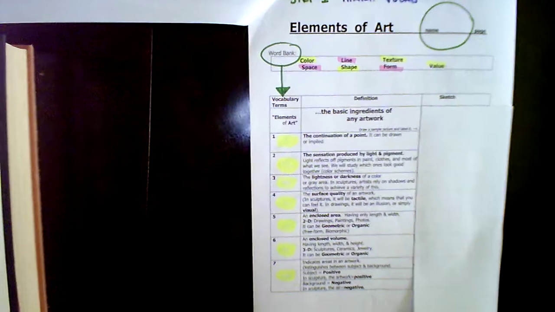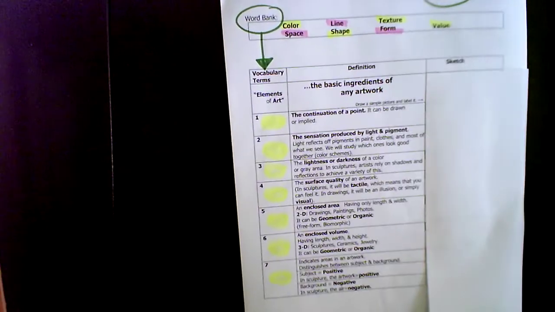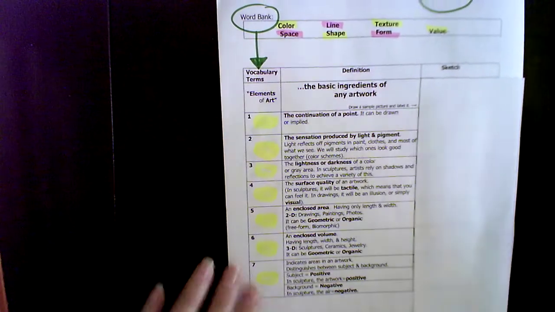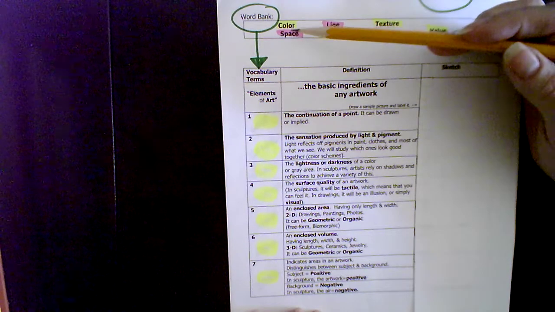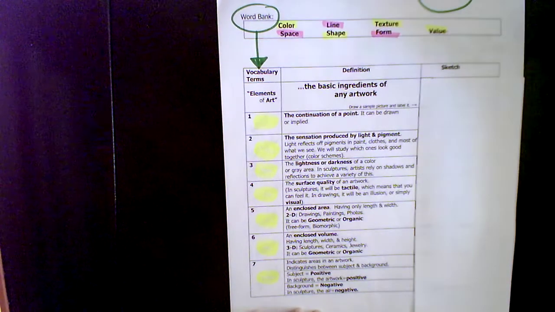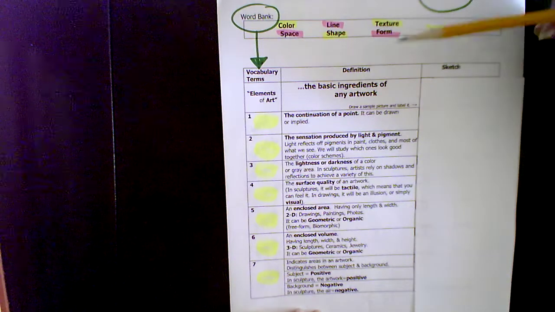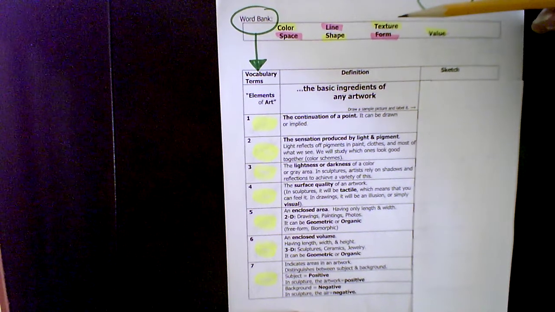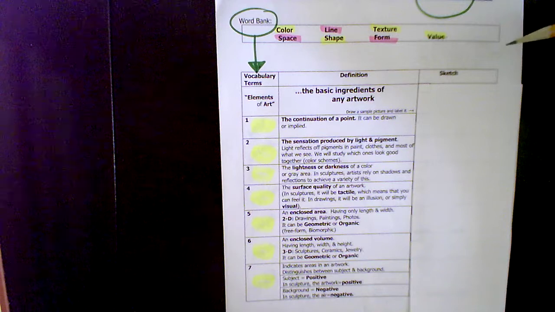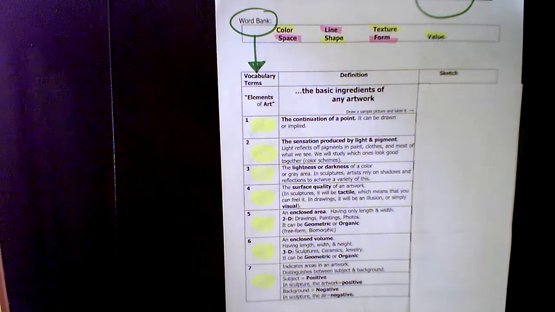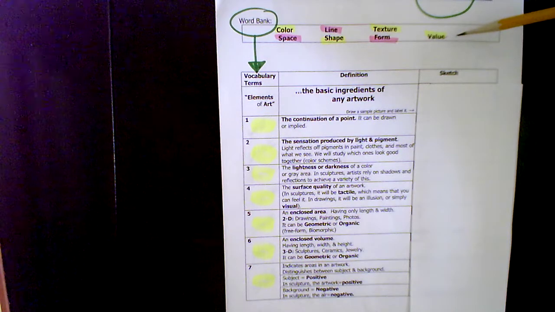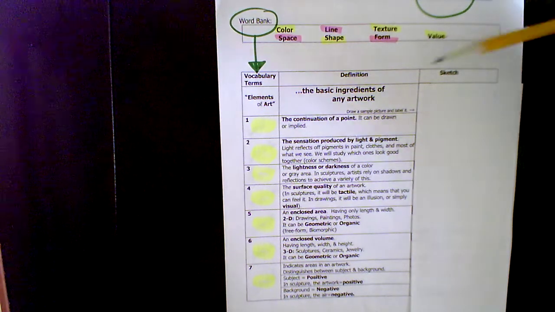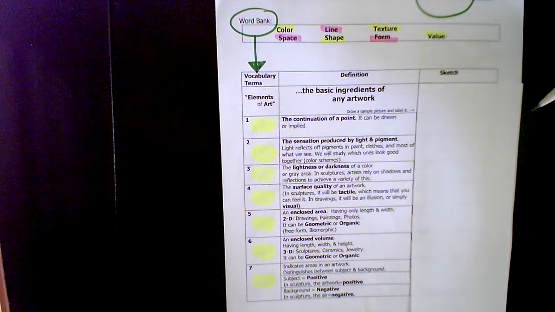All right, the elements of art are the ingredients in an artwork. So we have color, line, texture, space, shape, form, and value. The ingredients have nothing to do with whether it's a good work of art or a poor composition. It's just the ingredients, things you can name in the picture. These are all vocabulary words that you should already know. We're just applying them to art.